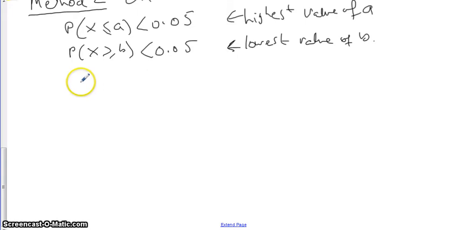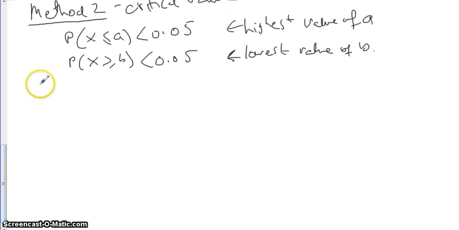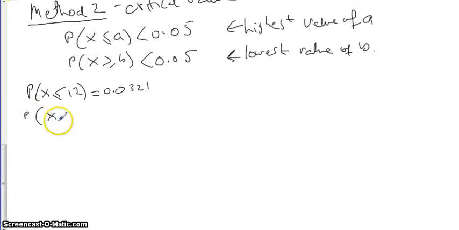So from our tables we can read, and I'll bring out a copy in a minute, that the probability that x is less than or equal to 12 gives us 0.0321, and the probability that x is less than or equal to 13 gives us 0.0861. So we know it lies within that region, and since it lies within that region, the one that's less than 0.05 is obviously 12.